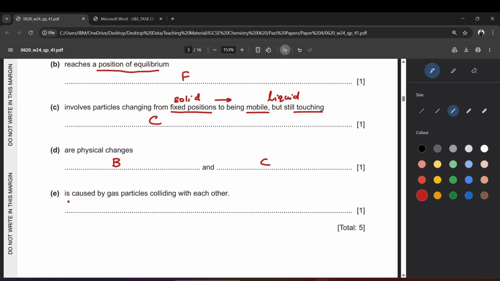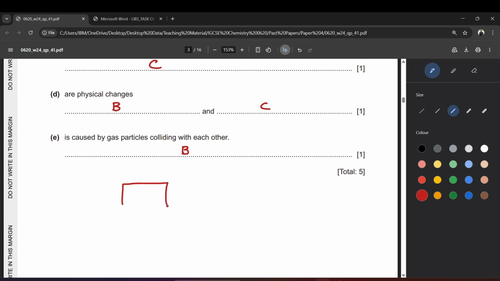Then it says which process is caused by gas particles colliding with each other. So this is diffusion, because during diffusion gas particles mix, and while they're mixing they're also colliding with other particles. So for example, let's say that this is a room and you spray perfume at one corner of the room. So what's going to happen? The particles are going to start spreading. But while they're spreading, they're also colliding with the air particles, right? So that's why it says it's caused by gas particles colliding with each other, okay? Or they're also colliding with the neighboring molecules.